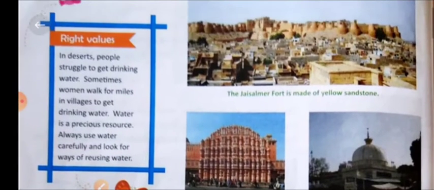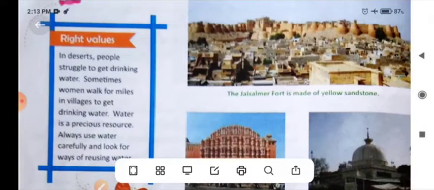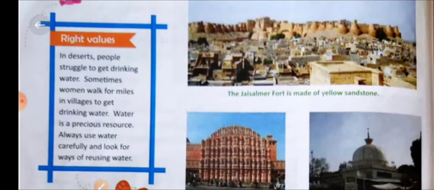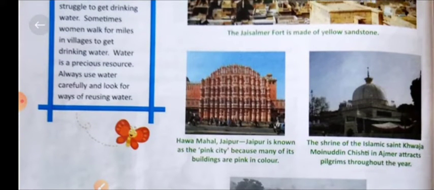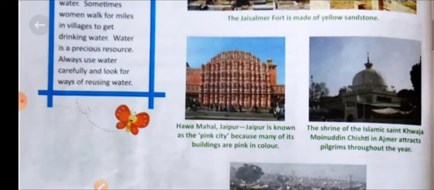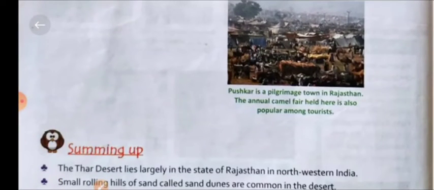Some of the most popular tourist destinations in the desert region are Jaisalmer Fort, which is made of yellow sandstone, and Hawa Mahal in Jaipur. Jaipur is also called the Pink City because many of its buildings are pink in color. Ajmer is famous for Khwaja Moinuddin Chishti, which attracts pilgrims throughout the year. In Pushkar, a camel fair is held every year, and it is a Hindu pilgrimage town.